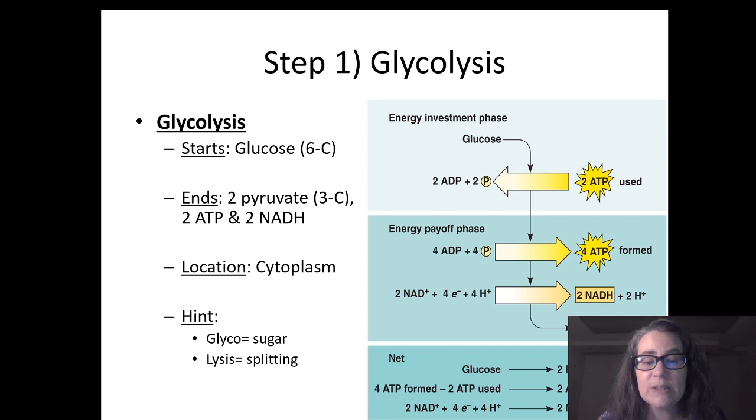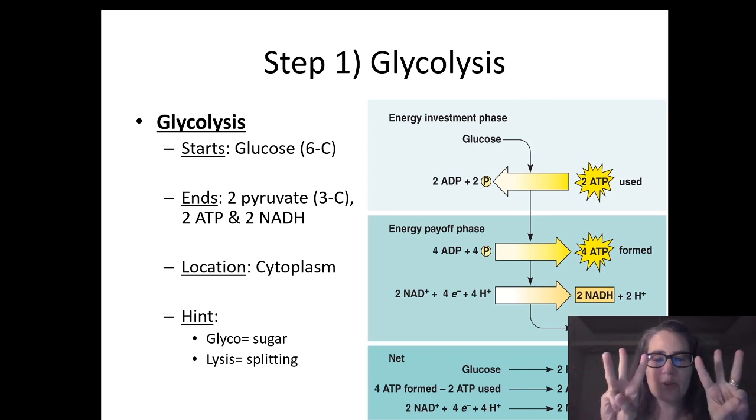Glyco for glucose, and lysis for splitting. I'm going to take you through this reaction starting with glucose. And so we start with glucose, and I have 6C in parentheses on this note page to remind you that glucose has 6 carbons to it at the beginning. We split this sugar in glycolysis, and when we split this sugar, we start with 6 carbons, we split it into 2 3-carbon pieces called pyruvate.